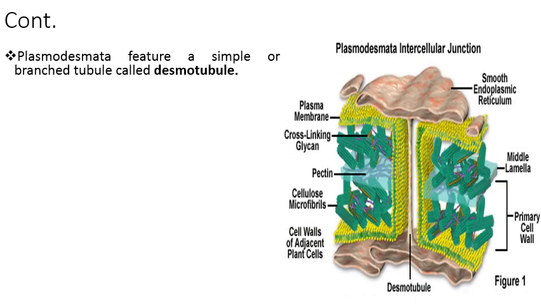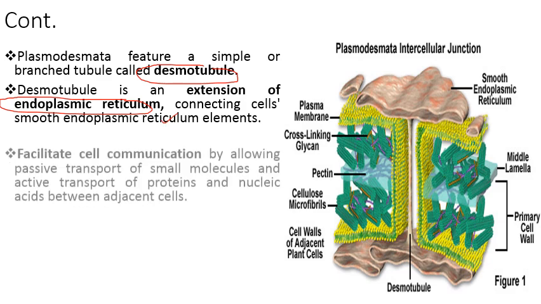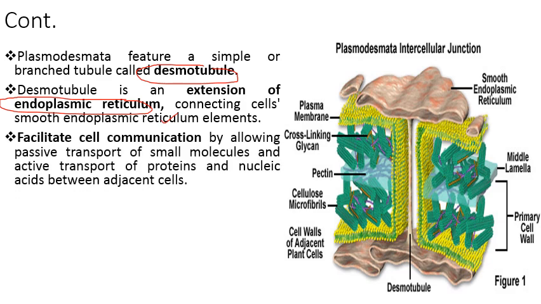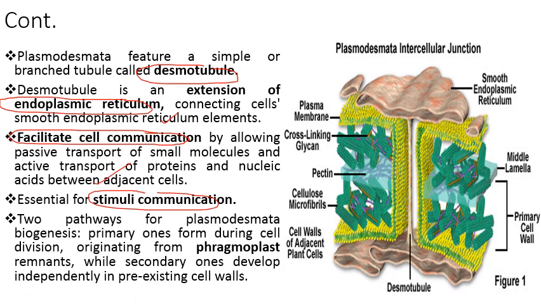Plasmodesmata feature simple or branched tubules जिन्हें कहते हैं desmotubules, और desmotubule एक extension है endoplasmic reticulum की, and the connecting cells' smooth endoplasmic reticulum elements, and it facilitates cell communication. Main function is cell communication by allowing passive transport of small molecules and active transport of proteins and nucleic acids between adjacent cells. They are essential for stimuli communication, and there are two pathways for plasmodesmata biogenesis or formation of plasmodesmata.